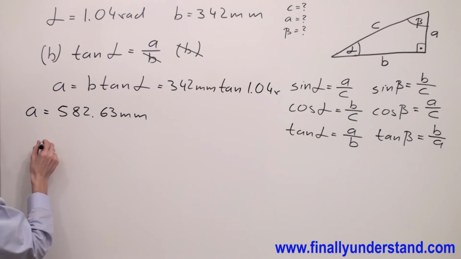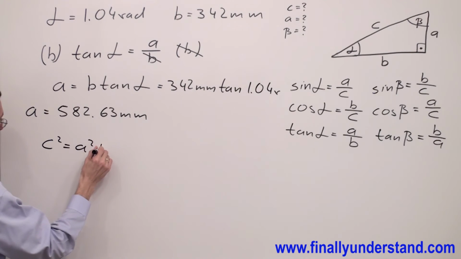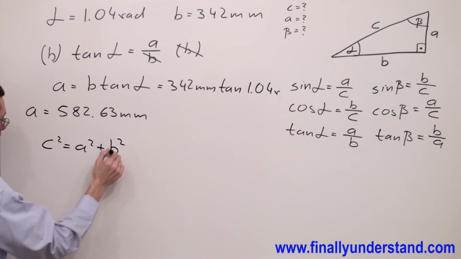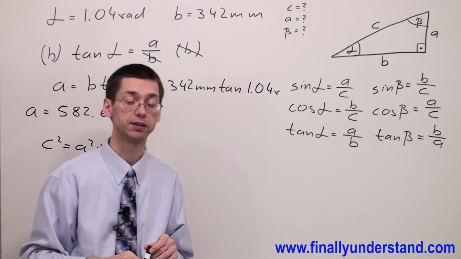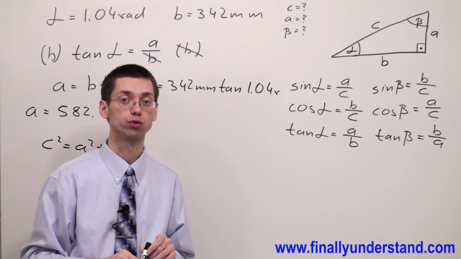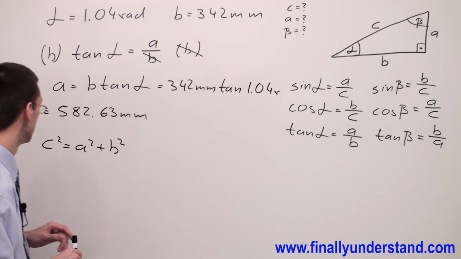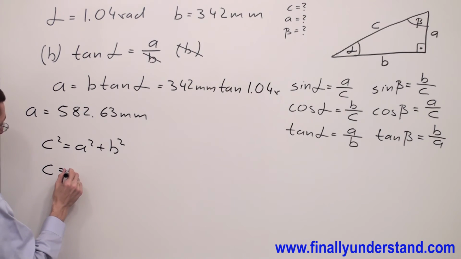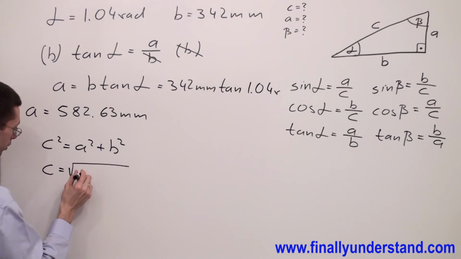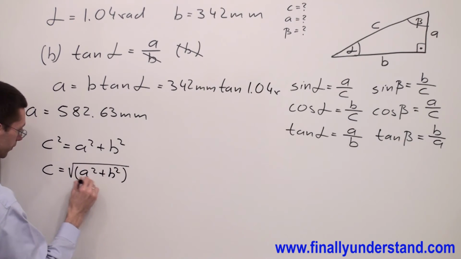So we have C squared is equal A squared plus B squared. Someone is going to ask again why you are using the Pythagorean theorem. I just want to show you that there are different options to solve this problem. So we have C equals square root of A squared plus B squared.